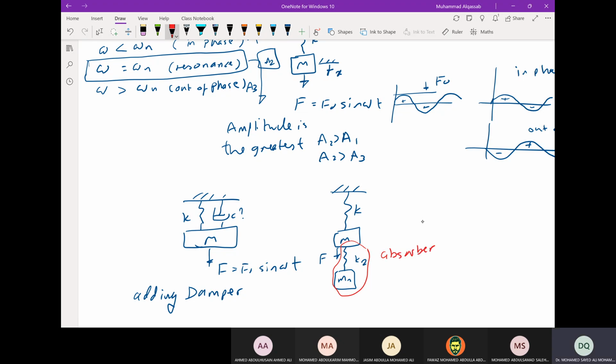So all the vibration, this is moving with X. This X is made equal to 0. Here you are reducing the amplitude X to a minimum. You are reducing the amplitude to almost 0 with the vibration absorber.